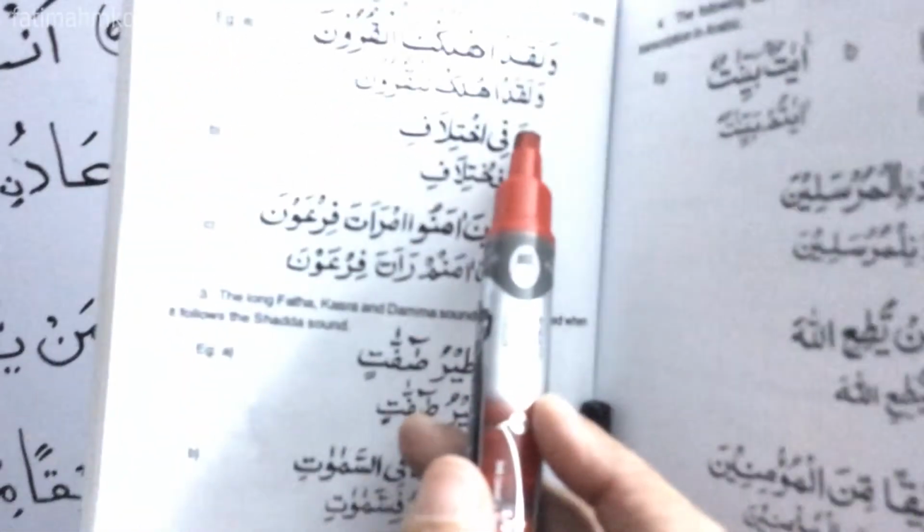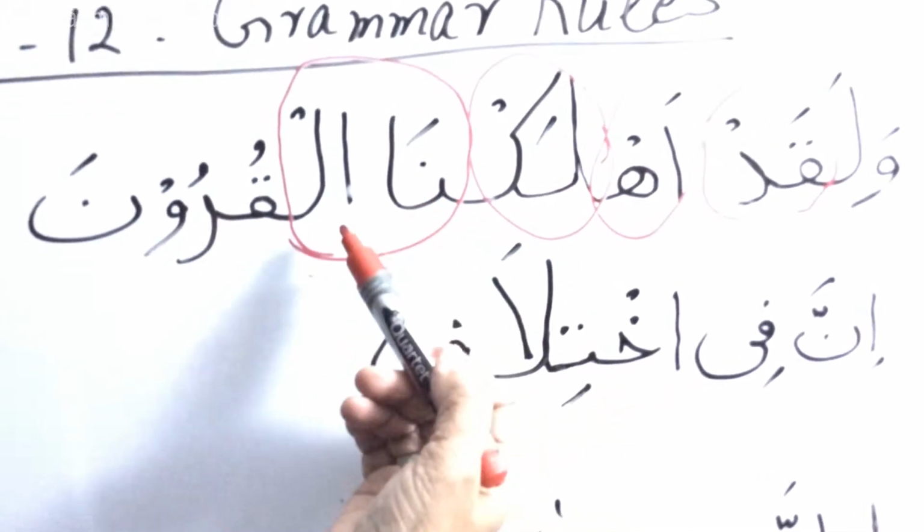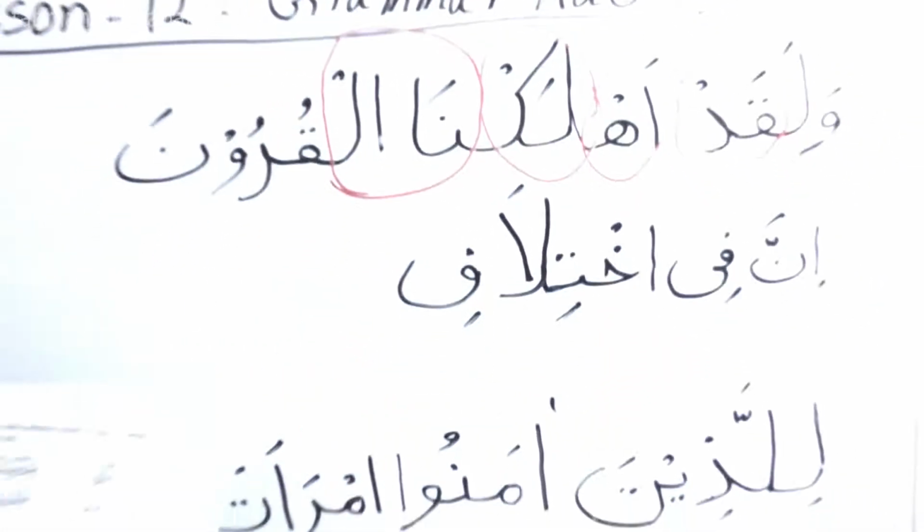And so here you see below the transliteration. So you should read it. If you have any doubts, you can always read the transliteration given below the ayah. Walaqad ahlaknal quruna. Let's go to the second one.